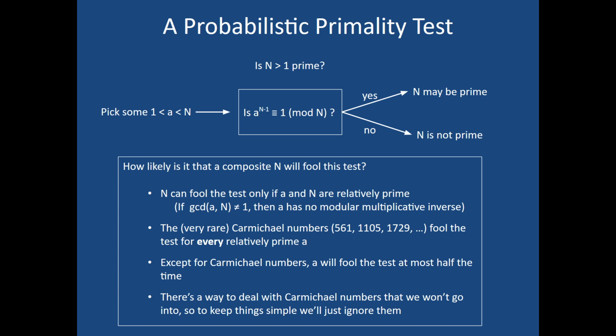But numbers like 561, 1105, 1729, those are the first three Carmichael numbers. Carmichael numbers have the property that if n is a Carmichael number, then a to the n minus 1 will be 1 mod n every time that the GCD of a and n is 1. So it fools the test every time it possibly can. Carmichael numbers are really good at posing as primes with respect to this test.